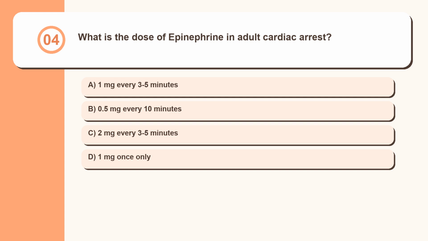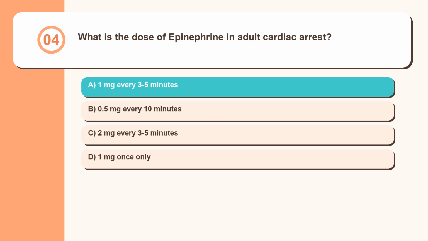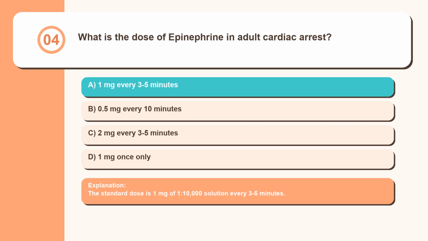Question 4. What is the dose of epinephrine in adult cardiac arrest? 1 mg every 3 to 5 minutes, 0.5 mg every 10 minutes, 2 mg every 3 to 5 minutes, 1 mg once only. The standard dose is 1 mg of 1:10,000 solution every 3 to 5 minutes.